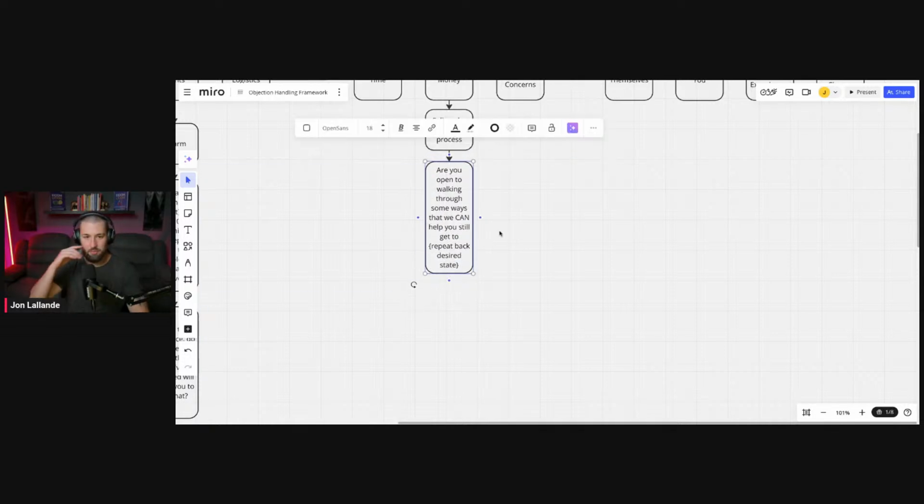So I'll give you an example of somebody that we actually ended up closing on. We had like $38,000 on this deal. She said that wouldn't give me enough money to actually get into this next mobile home that I want. Okay. Well, are you open to walking through some ways that we can help you still get to the mobile home so that way you can start cooking some meals for your family? Well, yeah, I'm open to it. Well, let's talk about it for a second.